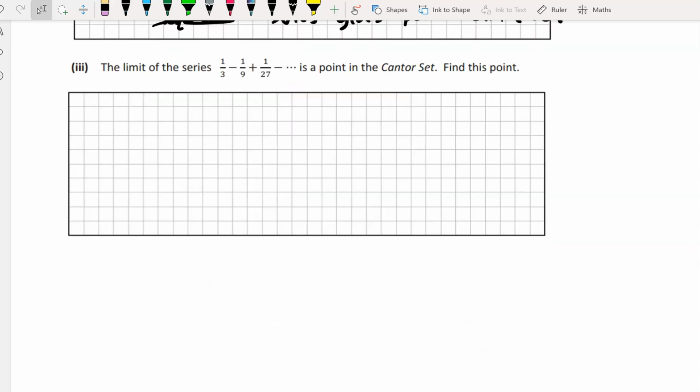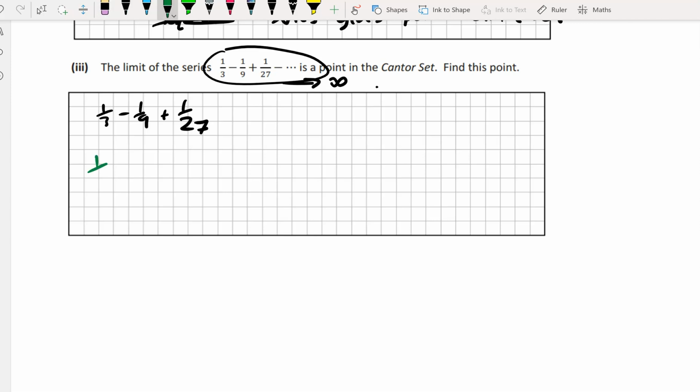The limit of the series, 1/3 minus 1/9 plus 1/27, is a point on the Cantor set. Find this point. Essentially what they're saying is the limit goes on for infinity. So they want the S infinity of this particular sequence. So let's have a look at it. We can see it goes 1/3 minus 1/9 plus 1/27. It looks like it's geometric, but let's just double check it.